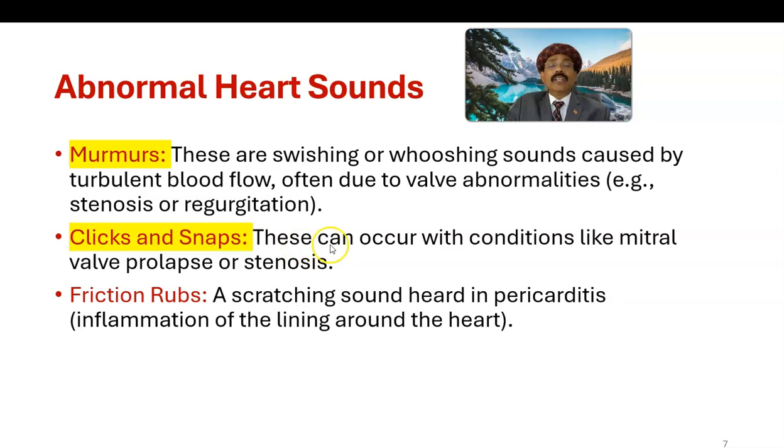Clicks and snaps can occur with conditions like mitral valve prolapse or stenosis. Friction rub is a scratching sound heard in pericarditis, inflammation of the lining around the heart. It is a rub between the parietal layer and the serous visceral layer of the pericardium. They move one above the other, and the friction leads to a friction rub. It indicates there is some type of pericarditis.